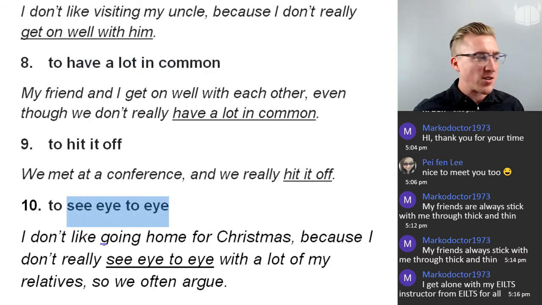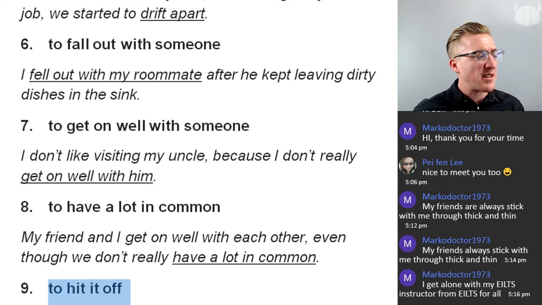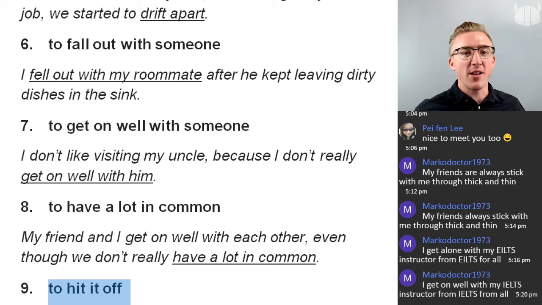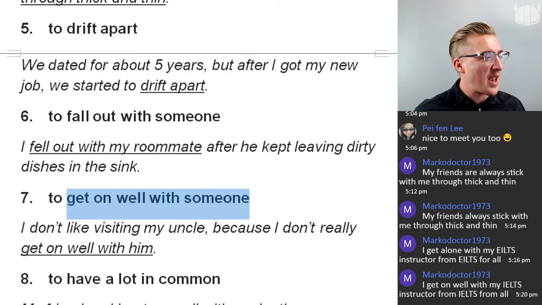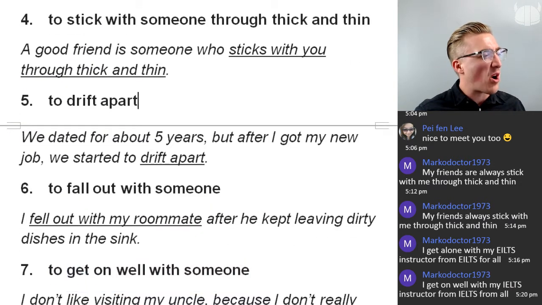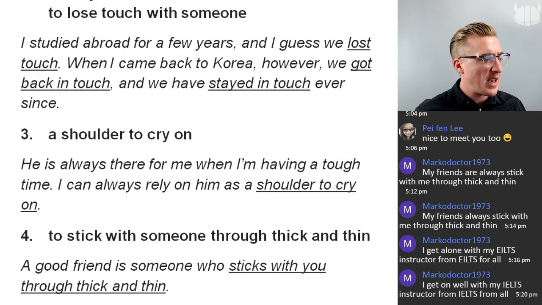See eye to eye is also okay. Hit it off, that's more of a speaking thing, right? More like maybe describing an interesting neighbor, right? And you talk, the first time I met him, he was out mowing his lawn and we struck up a conversation and we really hit it off just from the very first moment. It's more of a speaking thing. To get on well with someone is more of a speaking thing. Fall out, drift apart, those are more speaking, like relationship things. Yep, these are both kind of idiomatic, not really appropriate for writing.